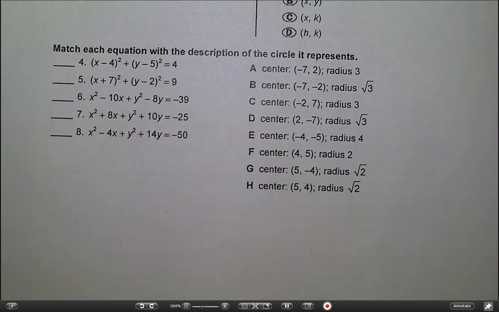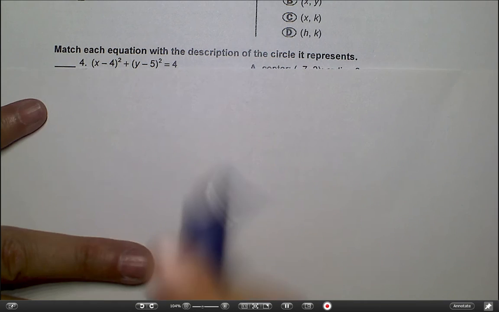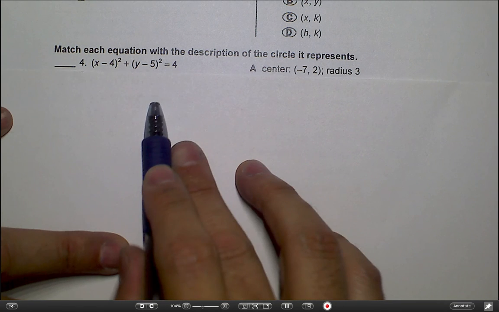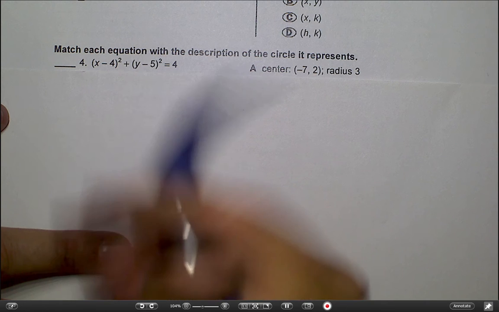Okay. You're paying attention here. So you guys are going to help me with this. If we were paying attention, the center should be the easiest thing to find. For the first two, the center should be easy. Okay. The center for this is going to be where?